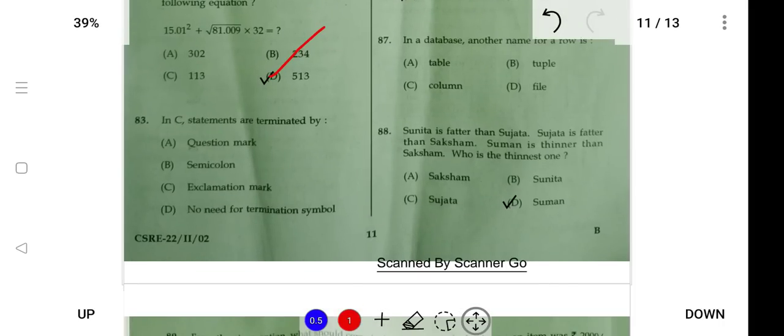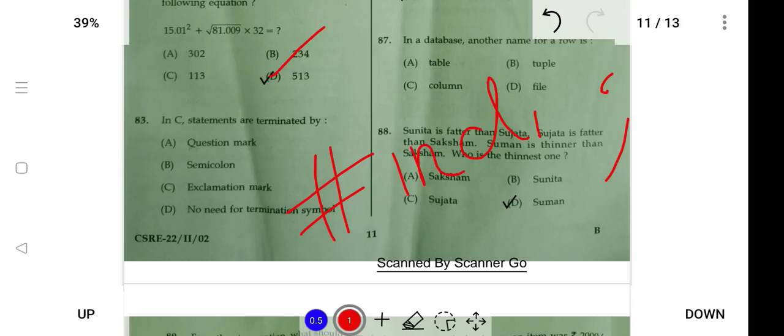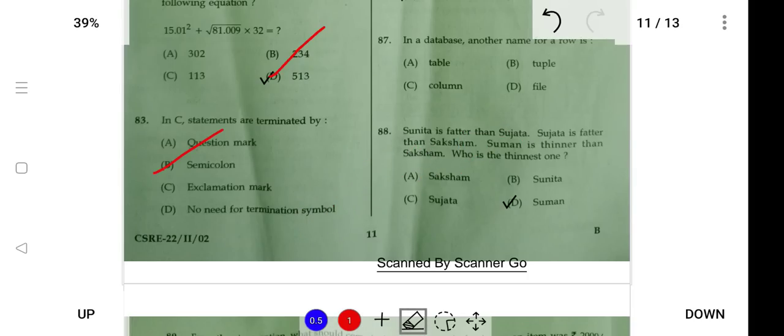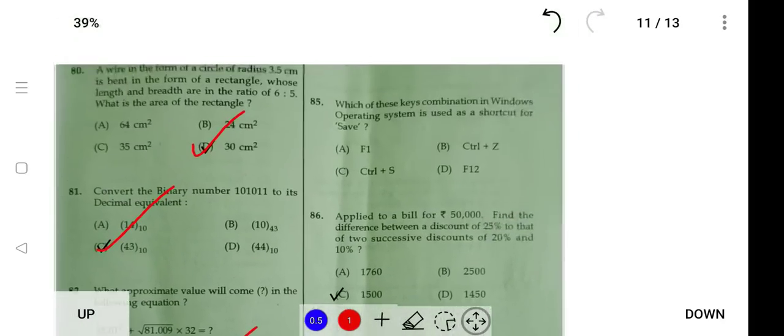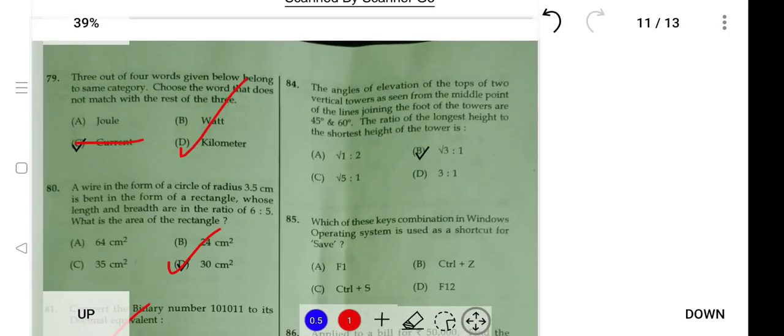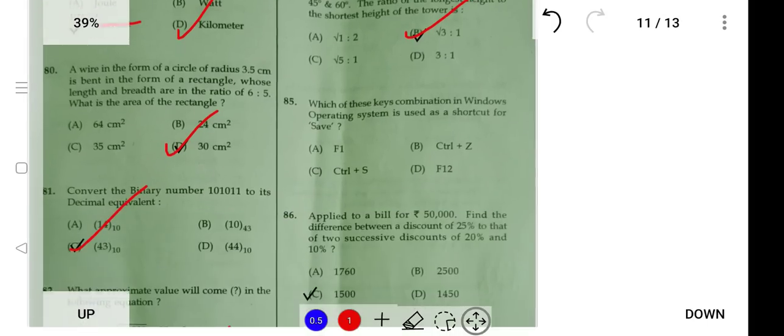Next, in C, statements are terminated by, so it is hashtag include iostream.h, and we terminate by semicolon. C means C language, which includes C sharp and C++. Next, the angles of elevation of the top of two vertical towers as seen from the middle point of the line joining the foot of the towers are 45 and 60, so the ratio is √3:1.